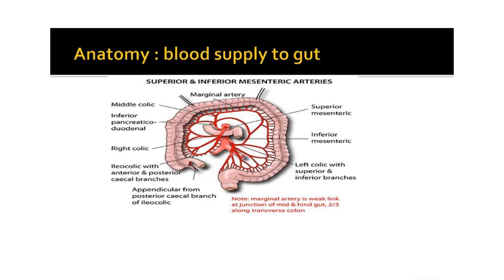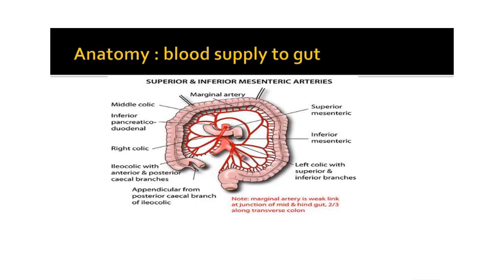بعد كده الانفيريور ميزنتريك artery، وده بيسبلاي الديستال سيرد اوف ذا ترانسفيرس كولون والديسندنج كولون والسيجمويد والريكتم، وده بيدي الليفت كوليك artery، وبيدي سيجمويدال برانشز، وبيكمل superior rectal artery.